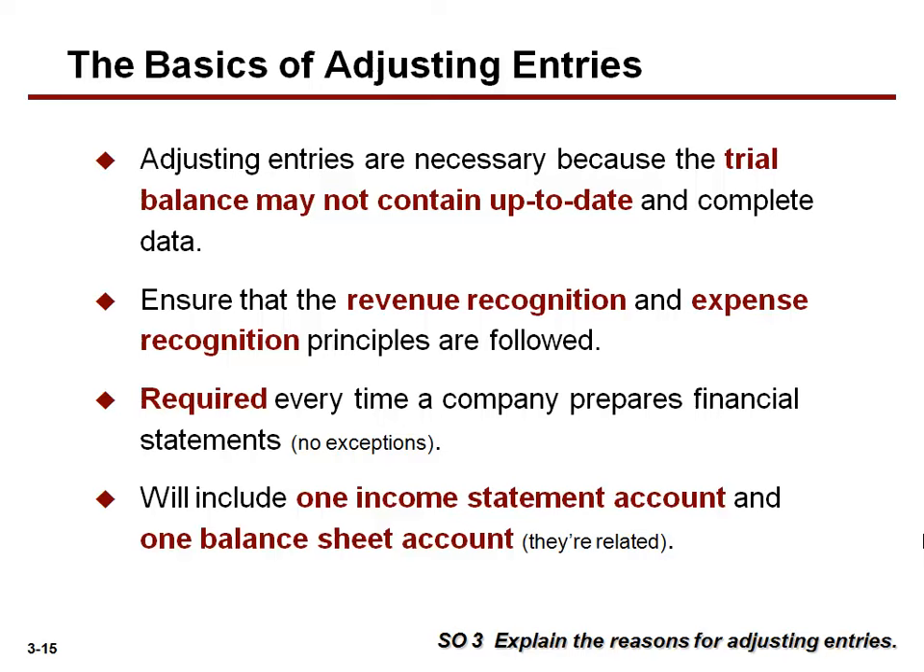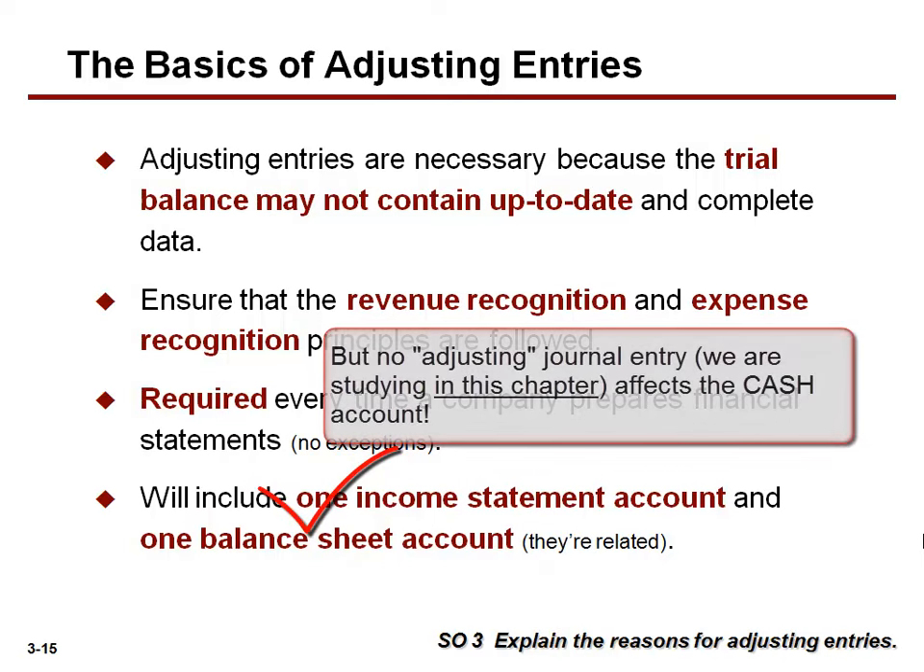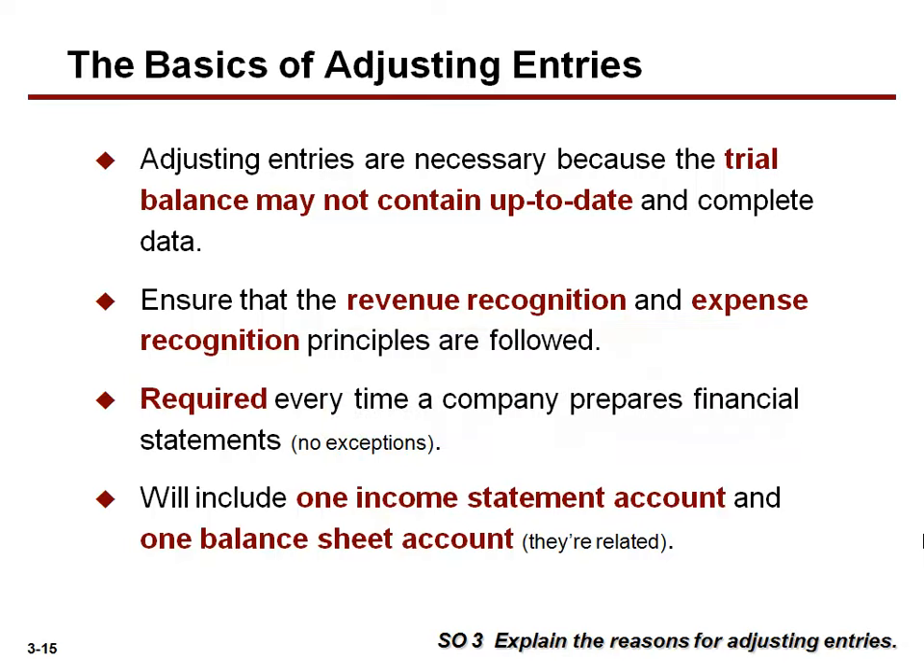Every adjusting journal entry will include at least one income statement account, a revenue account or an expense account, and one balance sheet account, be it an asset account or a liability account. As we've seen, the income statement and the balance sheet are interrelated.